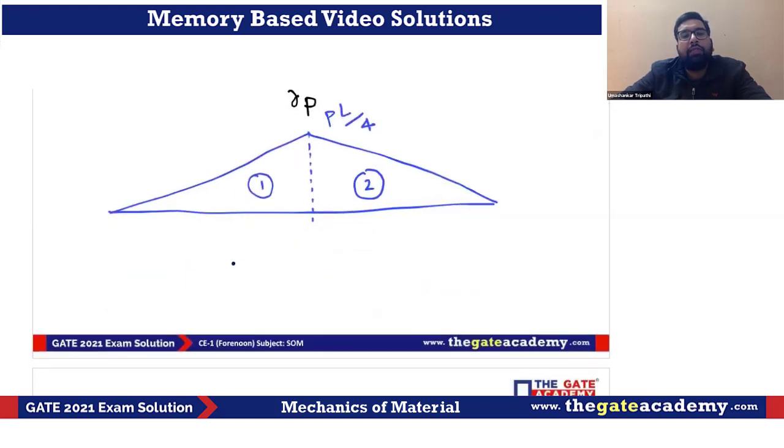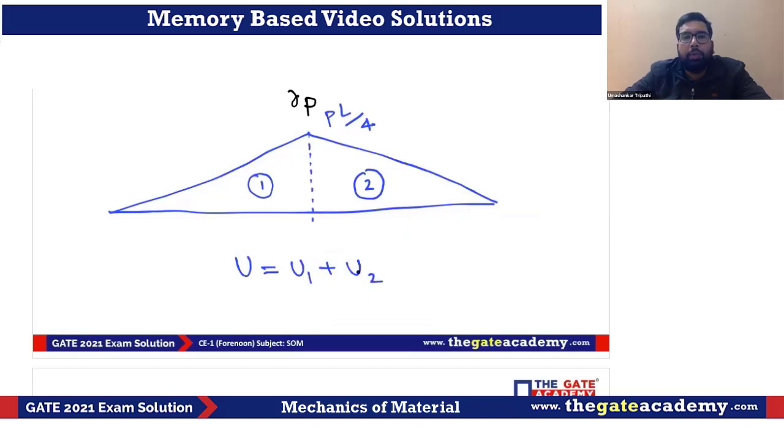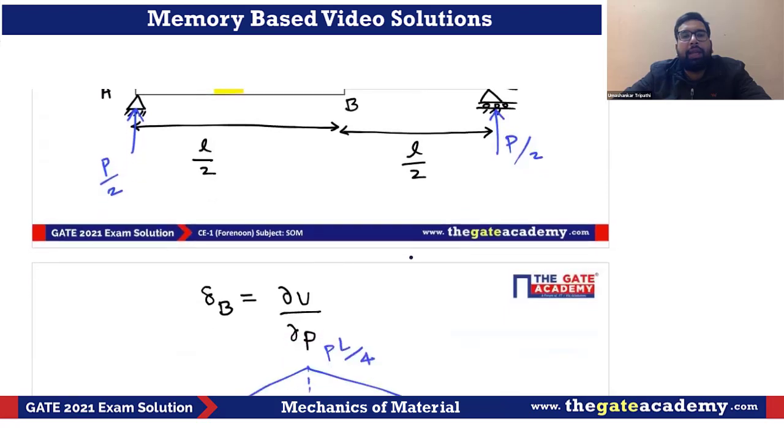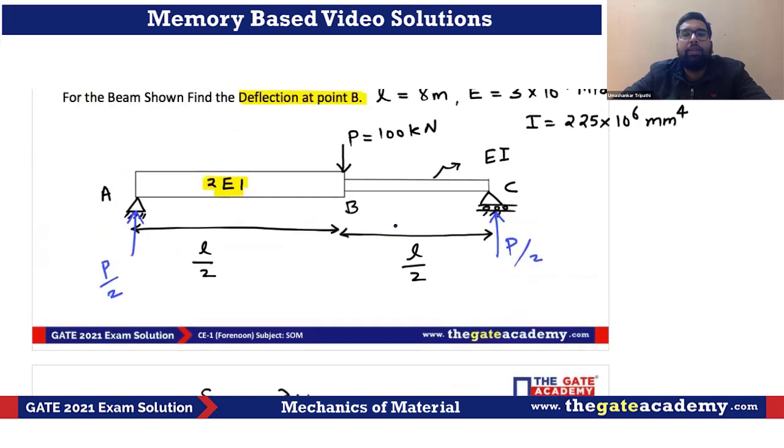So what we can say? We can say that our strain energy will be U1 plus U2, isn't it? The strain energy of the first section, let's say AB, and the second section, let's say BC. If EI is not changing, we could have said that U1 and U2 are the same. But in this case, U1 and U2 are not the same because EI is changing.